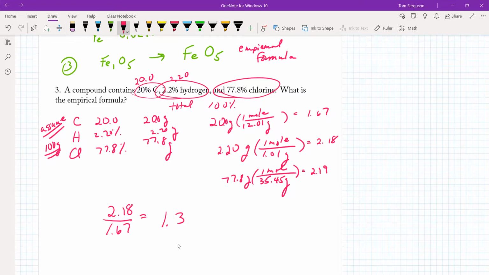Now, the rules I just mentioned to you, we would take and round that to 1. Okay, we're not going to do that though, if it's 0.3, if it's 0.5, okay.